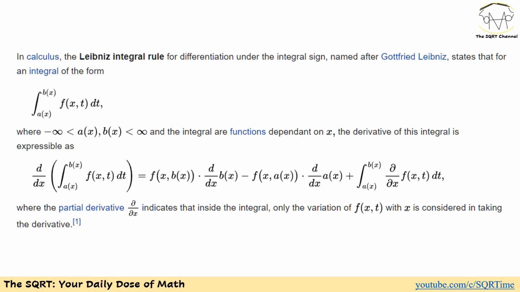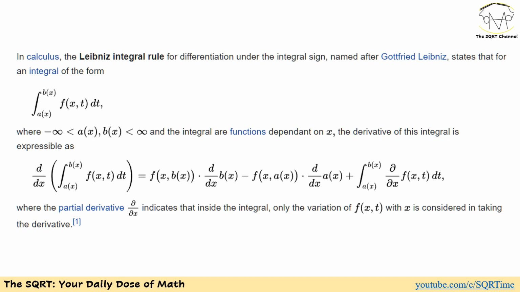To solve this problem, we are going to use the Leibniz integral rule. Let's review it first. Let's assume that we have a function f of x and t, and we are going to take the integral of this function with respect to t from a lower bound that we have, a of x, to the upper bound that we have, b of x. This is the integral that we have.